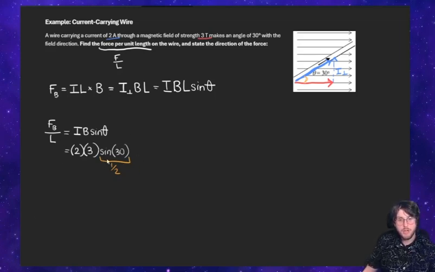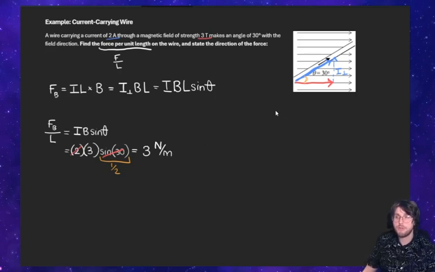And so we can go ahead and just knock out the sine 30 and the 2. And if you were to run that all through your calculator, regardless, you would end up with a force per unit length of 3 newtons per meter. So there's 3 newtons for every meter of wire that exists in this magnetic field, like so. All right, so that gives us the magnitude.